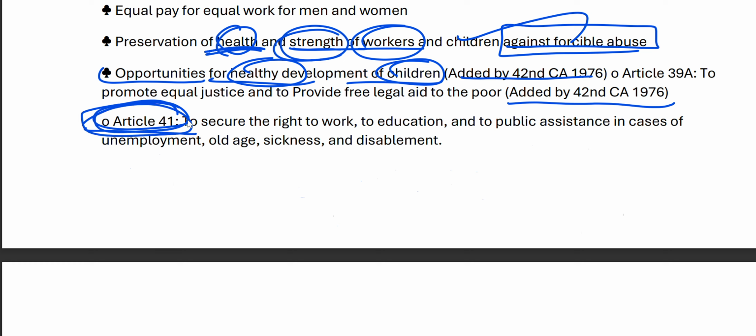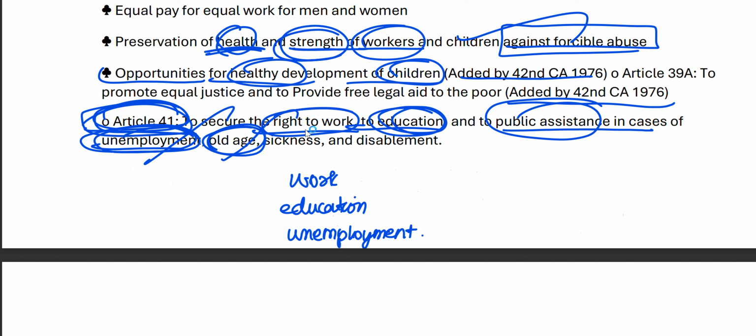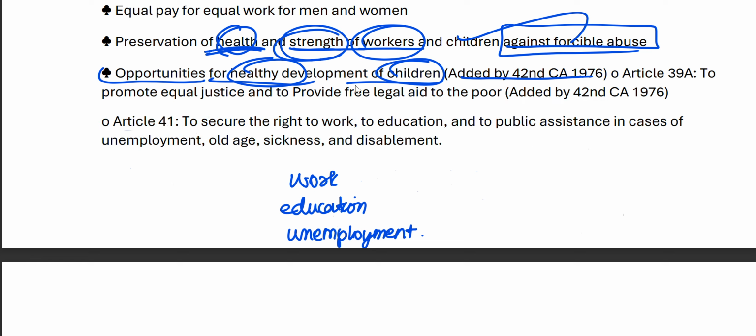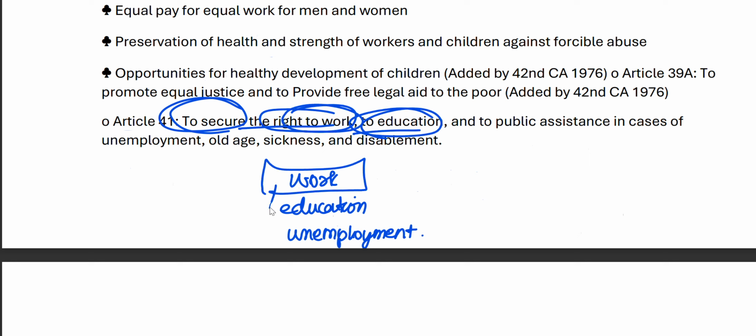Now, 41 is related to the right to work, right to education also, and public assistance in cases of unemployment. I am working, I have education, but I am not having a job. Therefore, I need public assistance in case of unemployment. We need to have public assistance in case of unemployment, old age, when they are very old, and there is sickness and disability, right? Under all these conditions we need to have help to secure our right to work and to education. First we are working and then we have the education.